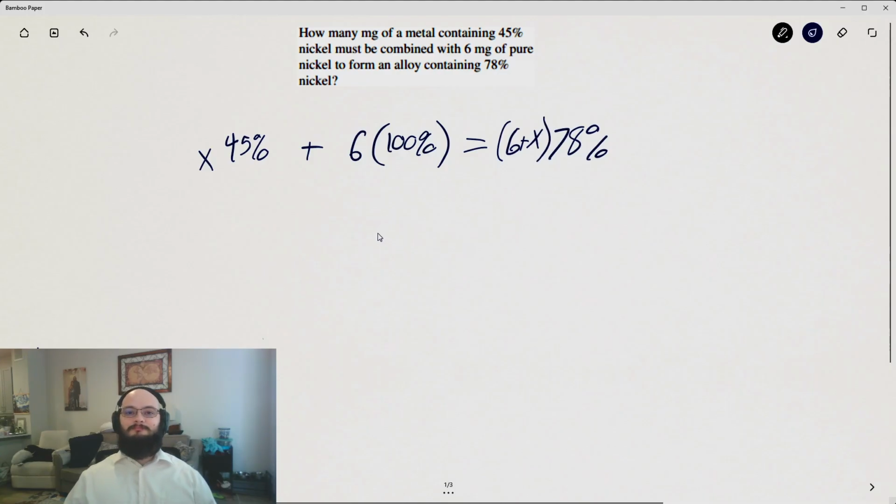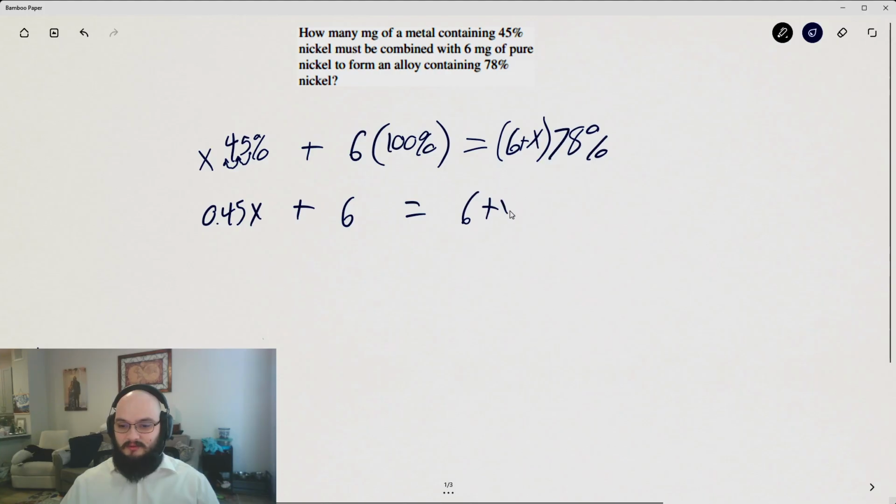Now, when you're doing these mixture word problems, make sure you convert your percentages into decimals. The way you do that is you take wherever the decimal is and move it to the left 2 spaces. So this now becomes 0.45x plus 100% times 6 is going to be 6. This turns into a 1. 1 times 6 is 6, is equal to 6 plus x times 0.78.